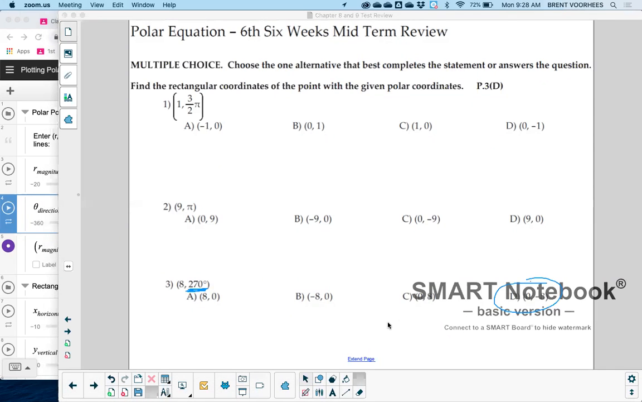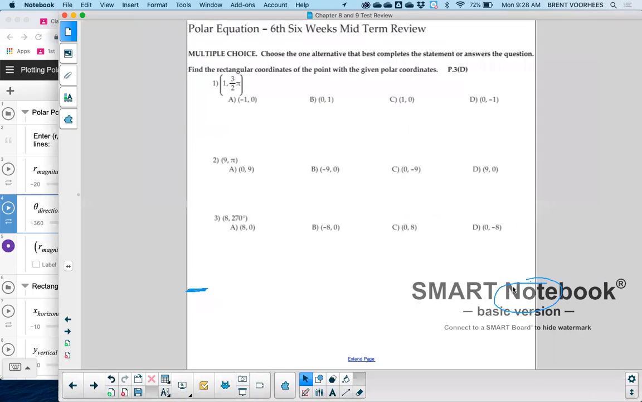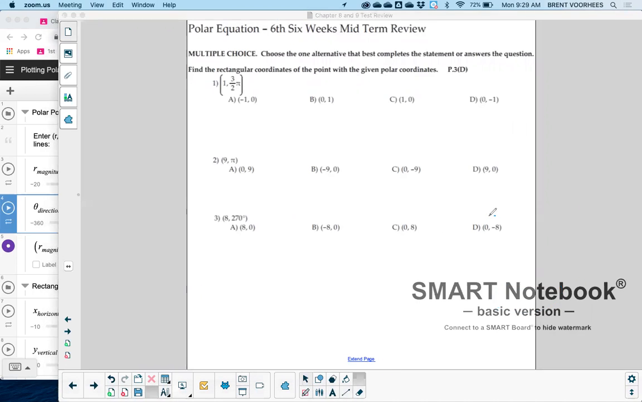Unfortunately, with my smartboard, I don't have the tool to make this go away right now at home, so you're just going to have to deal the best you can with me. But the answer on this one would be 0, negative 8 right there. Do you have any questions for converting from polar to rectangular, how I just did that?